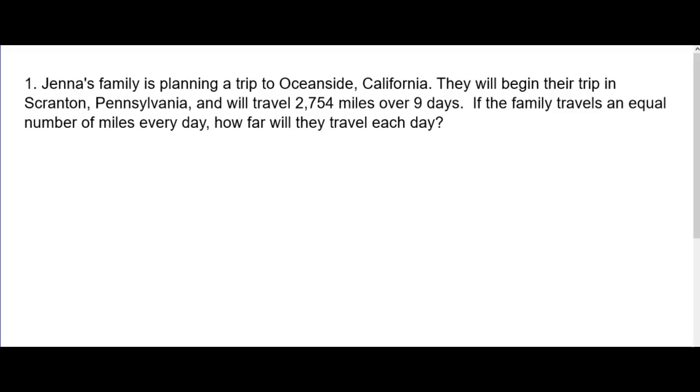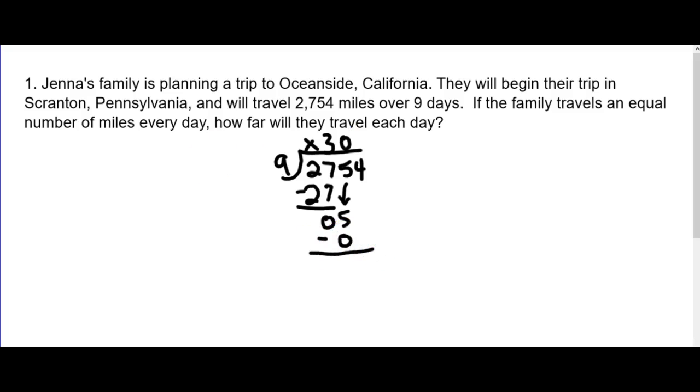Okay, so what we're doing is we are dividing 2,754 by 9. So 2 divided by 9, can't do it. 27 divided by 9 is 3. 3 times 9 is 27. When I subtract, we get 0. It is less than 9, so we bring down our 5. 5 divided by 9 is nothing. 0 times 9 is 0. Subtract. We get 5.